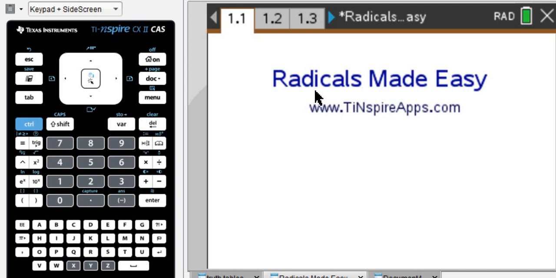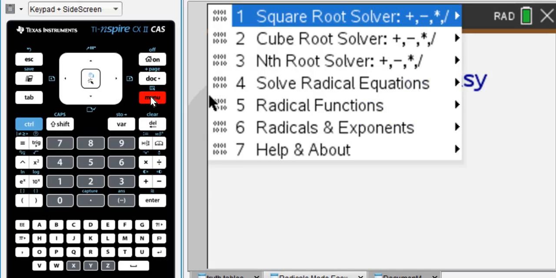Hello friends, let me show you how to solve radical problems, square root, cube root, all of them step by step using the Ti-NspireApps calculator. Again, remember these apps only run on the handheld Ti-NspireApps, not on the computer.